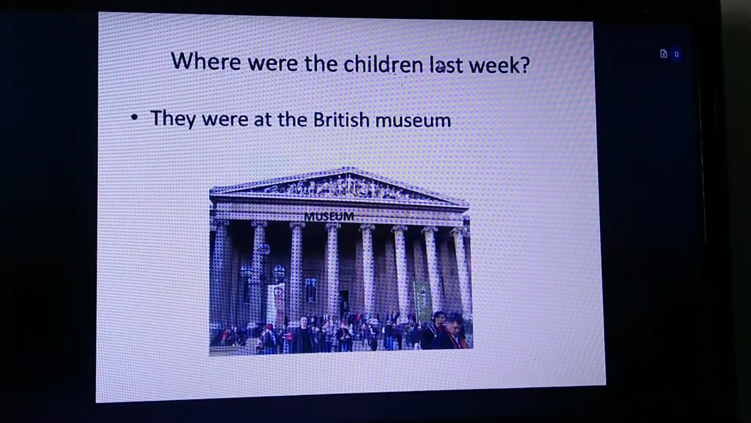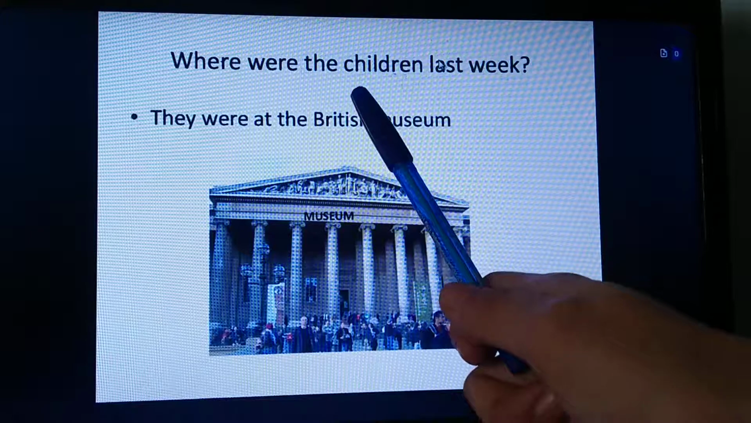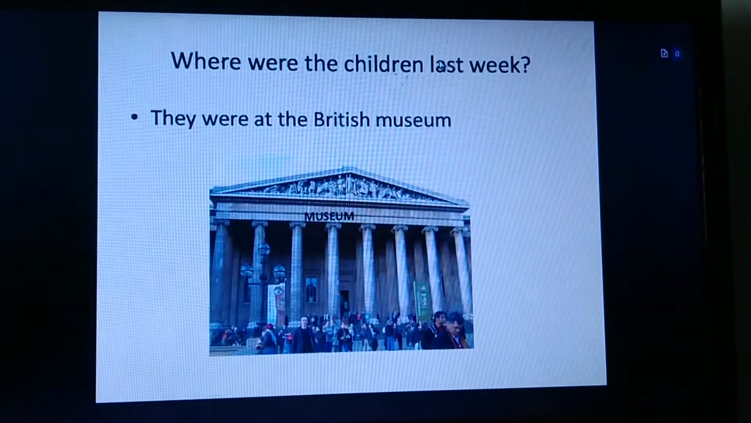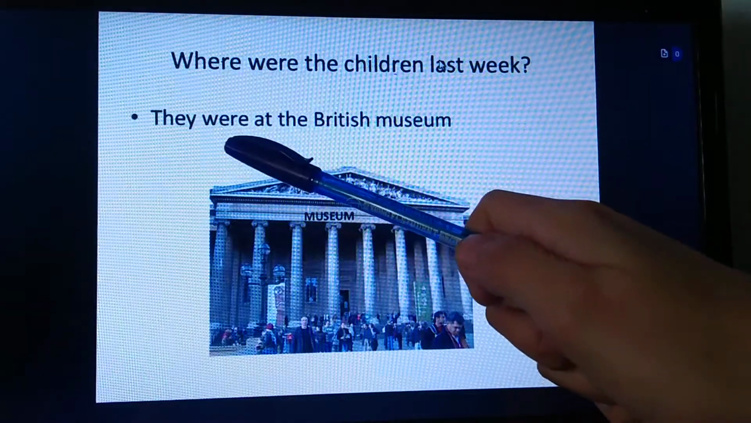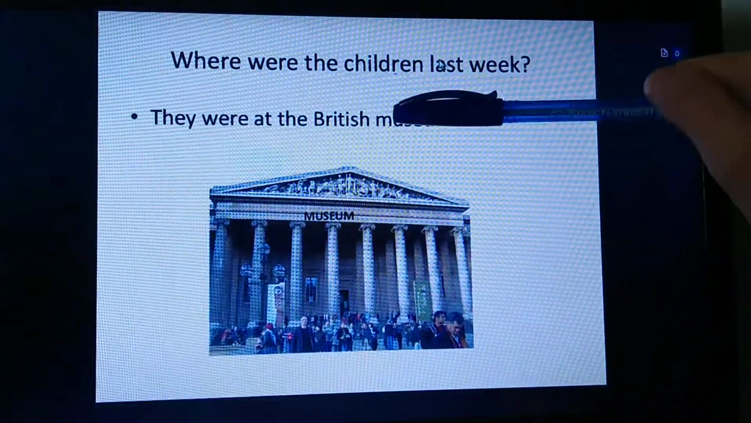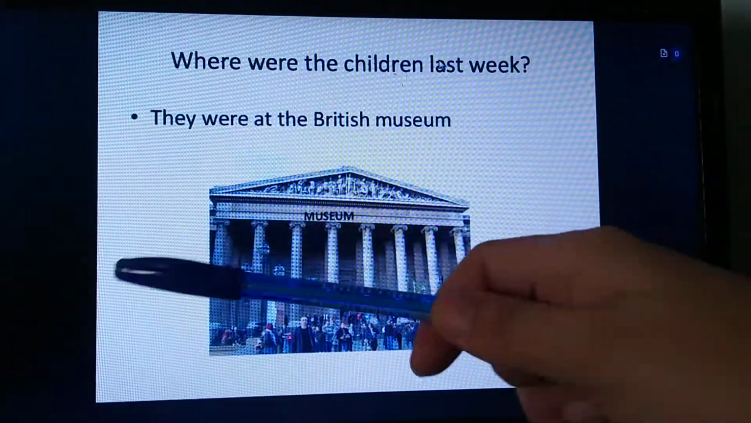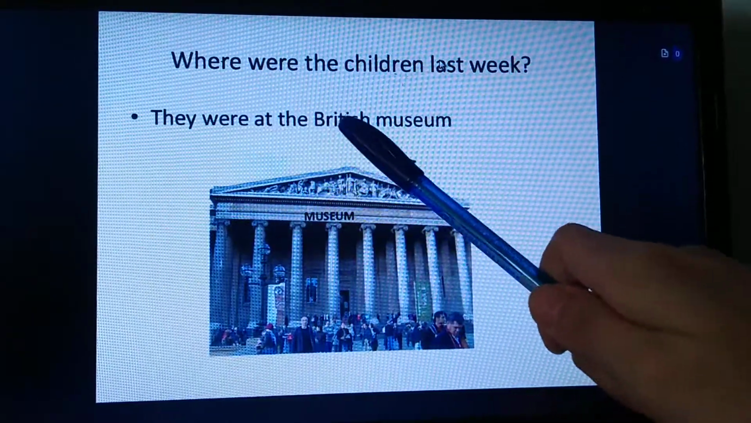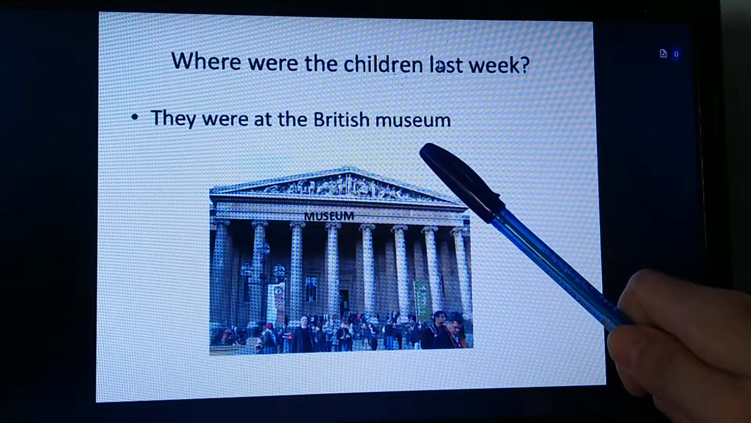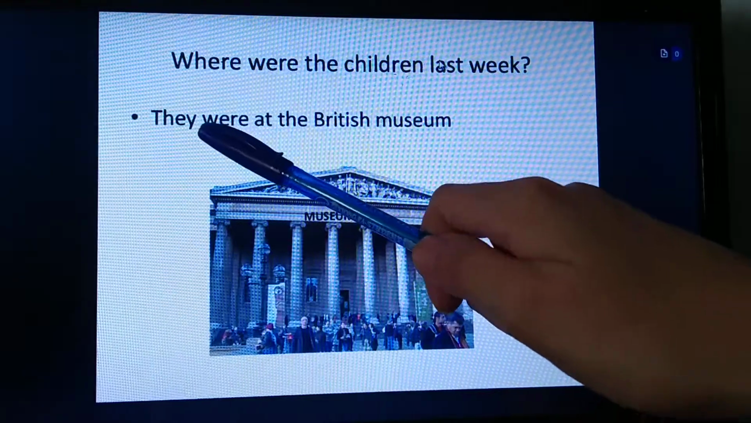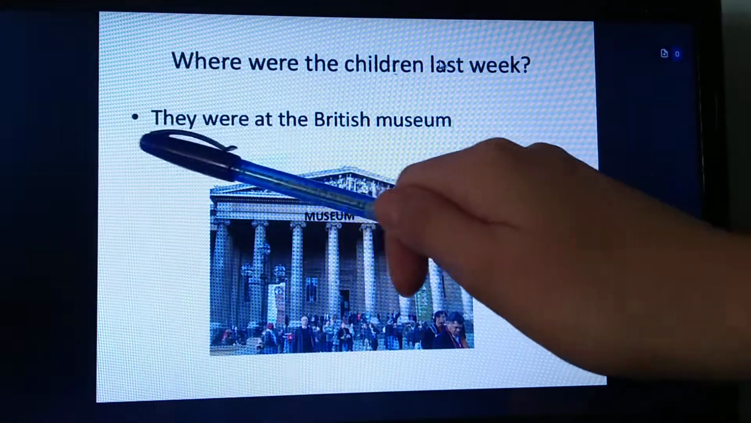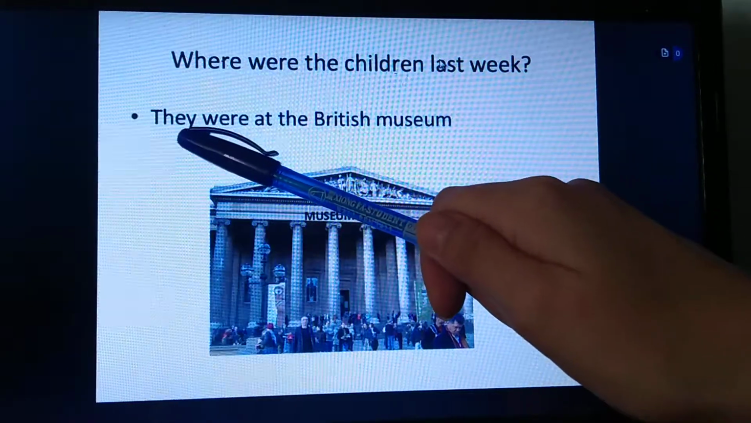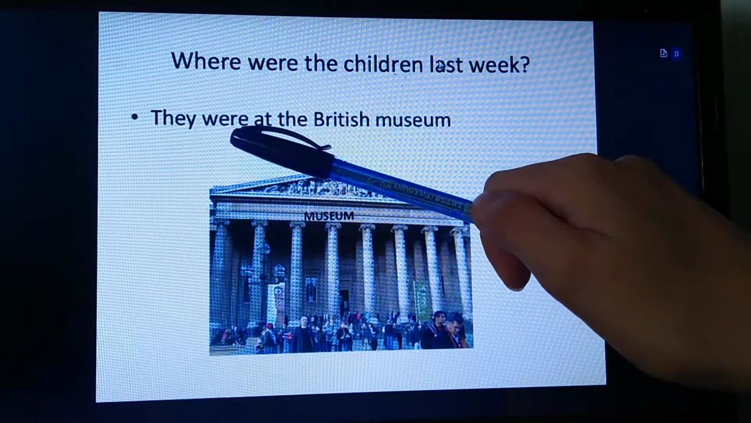Okay. Where were the children last week? Last week, so this is past tense. They were at the British Museum. I'll repeat. They were at the British Museum. Why do I use "were"? Because I use the personal pronoun "they." So that's why we used "were." Okay?